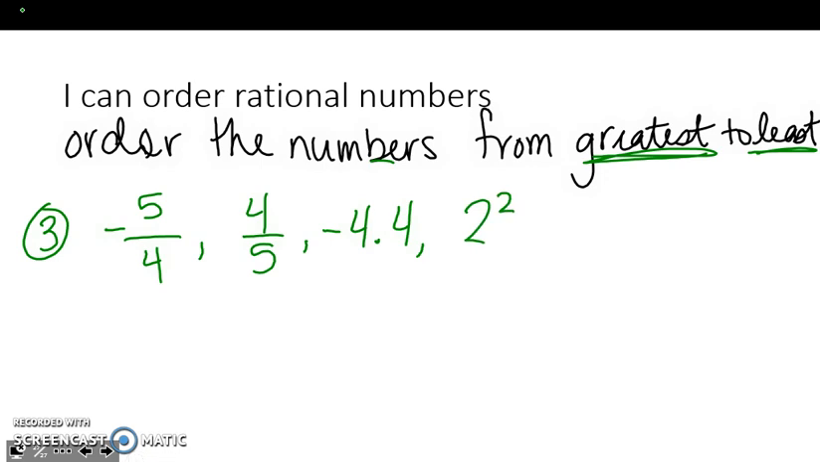Alright, so first we have to evaluate them, so we need to take 5 divided by 4, so it's a negative 1.25. Then we need to take 4 divided by 5, we get 0.8. Negative 4.4 is already a decimal.